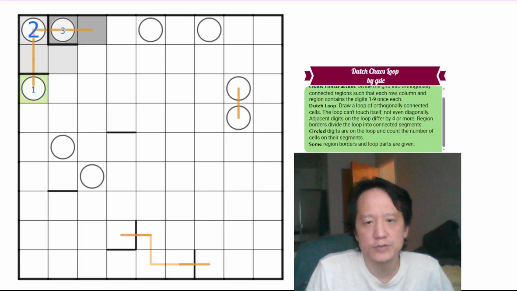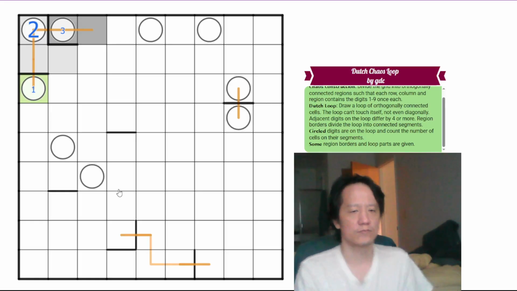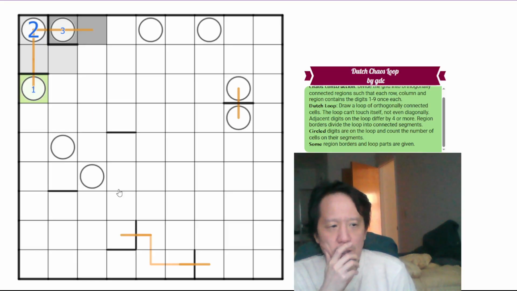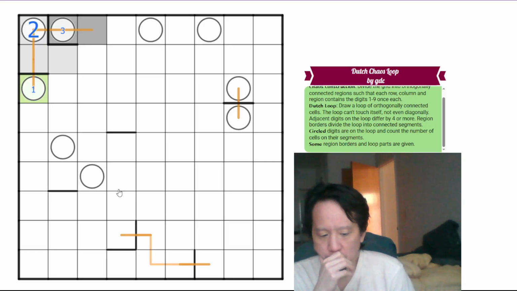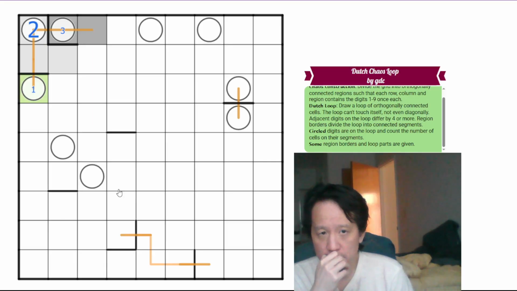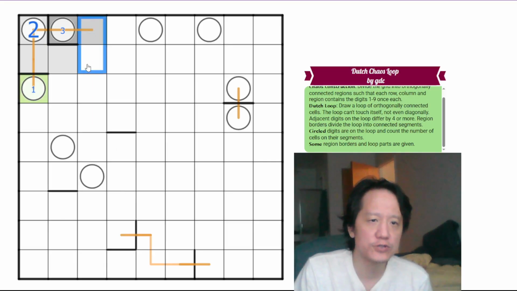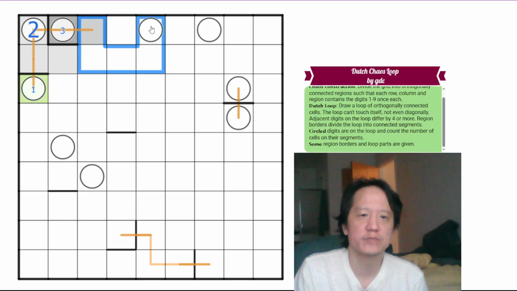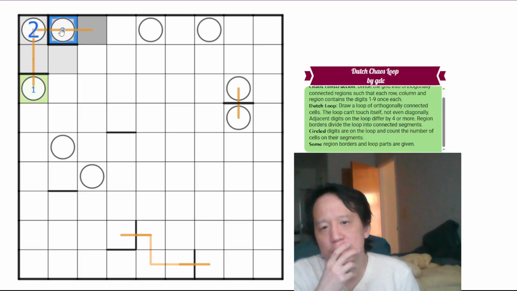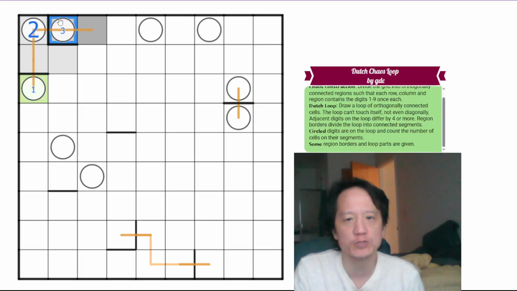There's a boundary between these circles. This could do something like that. That is possible to be on. Okay, so, oh, this has to be. This is the Dutch whisper loop. So we know this is 2.